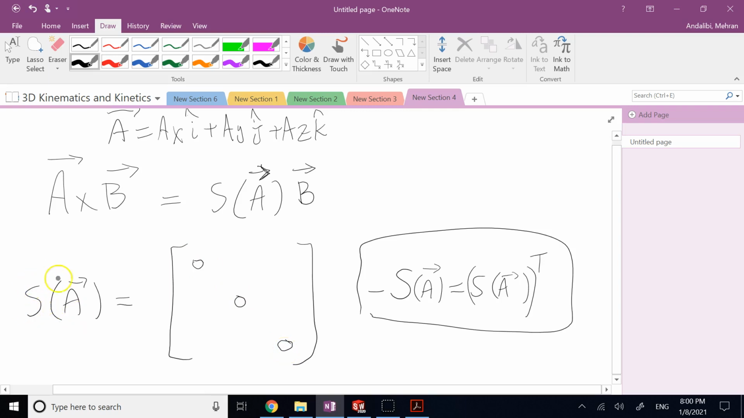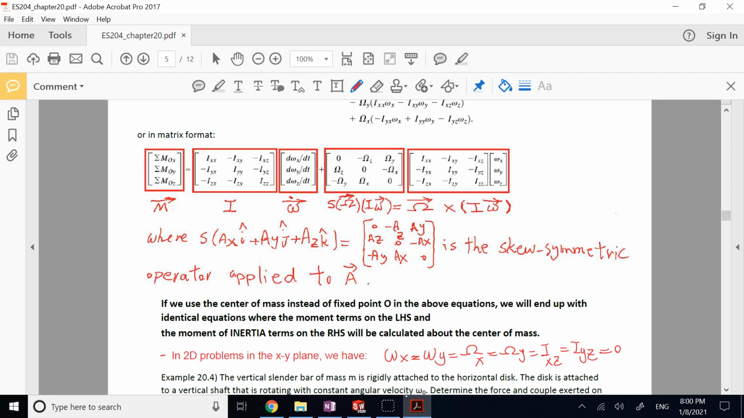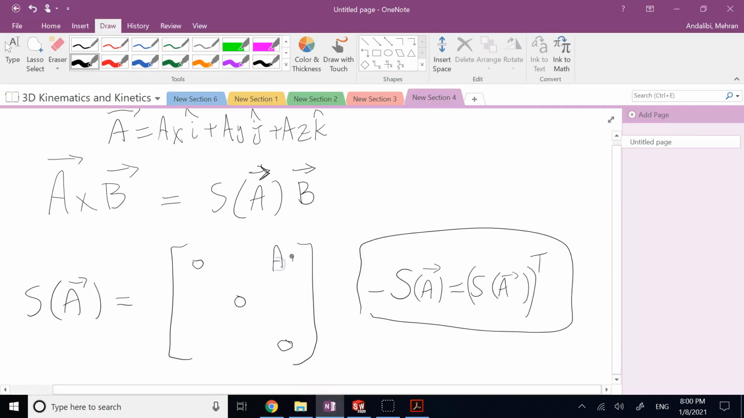Now, this specific operator, skew symmetric A, when you define it for an arbitrary vector A, the components z, y, and x are positioned like this. The z and x are negative, y is positive. So here it is going to be AY, this is negative AZ, this is negative AX. And then when you mirror them here, you negate them. So if that was positive AY, it's negative AY. That was negative AZ, it's positive AZ. And this negative AX is positive AX. So that's how you define the skew symmetric matrix for an arbitrary vector A.